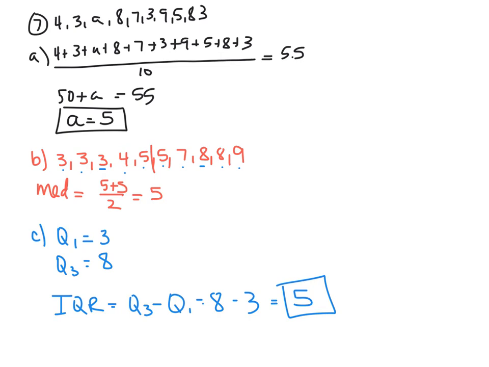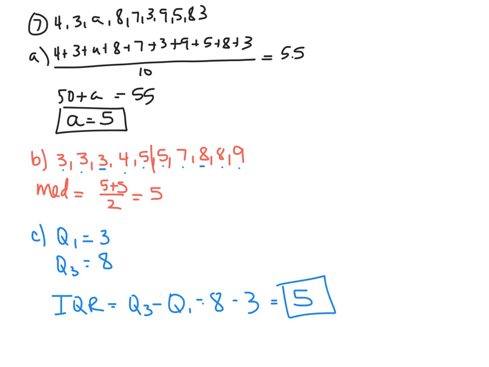So the last one, number 7, is a topic 2 question talking about some statistics. So part A, they give us a list of 10 numbers and tell us that the mean is 5.5, and part A wants us to find this unknown value A. So the mean means you add them all up and divide by how many there are. So I added them all up and divided by 10 because there was 10 total and set that equal to 5.5. Multiply both sides by 10 and combine like terms, you get 50 plus A is equal to 55, which means A is equal to 5.